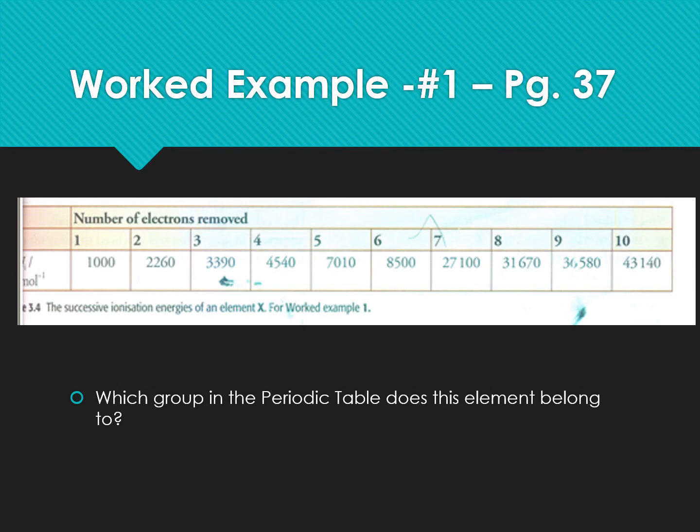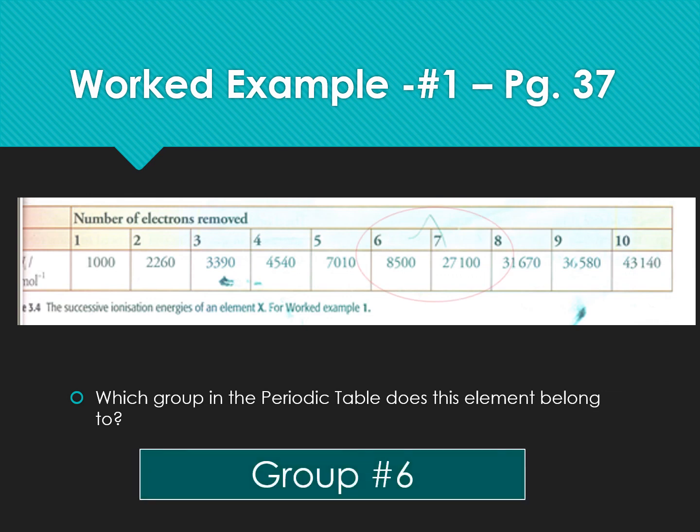All right, worked example, page 37, number 1. This is basically trying to figure out what group of the periodic table this element belongs to. So how do you determine what group it belongs to? It depends on the big jump. You can see here there is a huge jump between 6 and 7. That means it took 6 electrons to remove the outer electron level, and that means it has to be in group 6. Because that 7th electron is now in a different energy level, and there's a lot more energy required to remove that electron compared to the 6th electron.